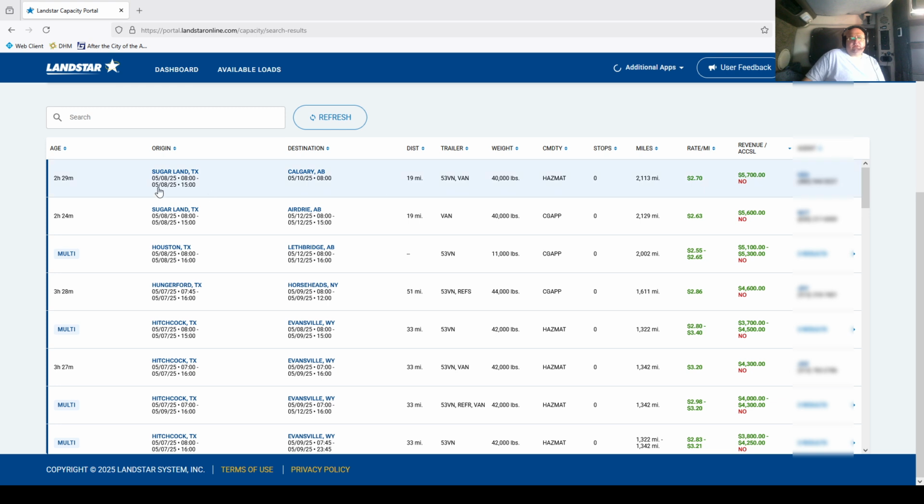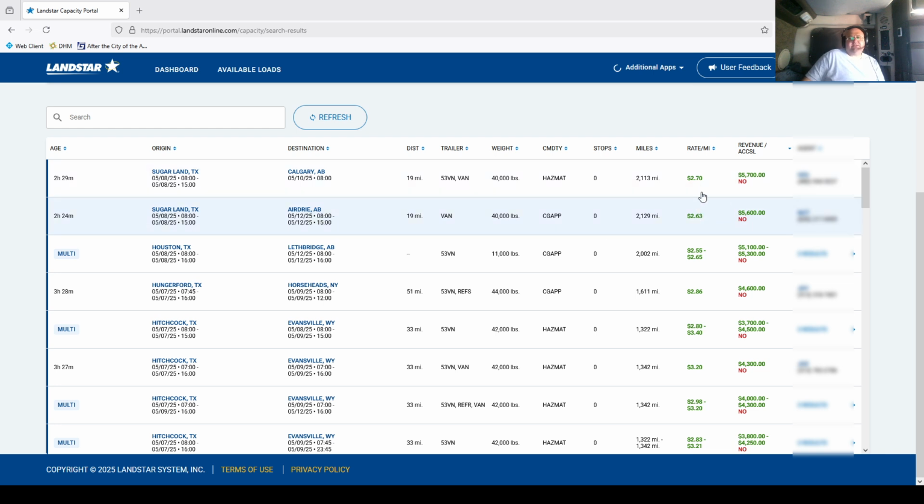So the highest paying load is Sugar Land, Texas to Calgary, Canada. $5,700, $270 a mile. And there's another one of the loads listed by another agency. It's the exact same load, but it's using a different zip code. This is a tactic that agents use to make their loads look better. If you use different zip codes, it can change the mileage by a little bit, like 10, 15, maybe even 20 miles or something, and it increases or decreases your rate per mile.